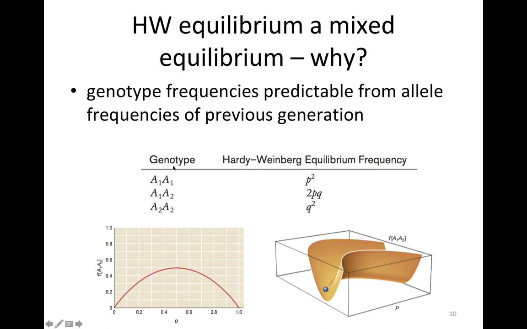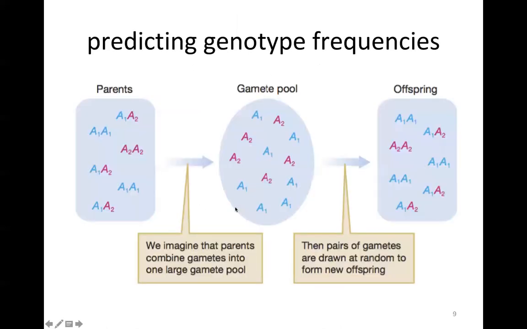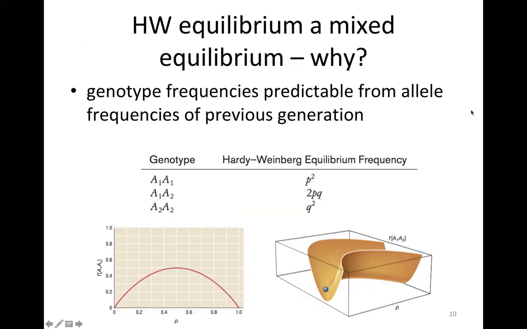Allele frequency is the frequency of the alleles in the gene pool. Genotype frequency is the frequency of the diploid genotypes, of the 3 different genotypes. And okay, this model describes a mixed equilibrium.